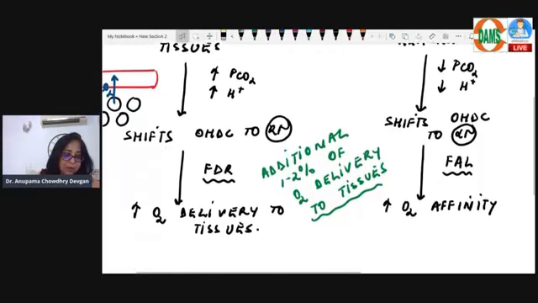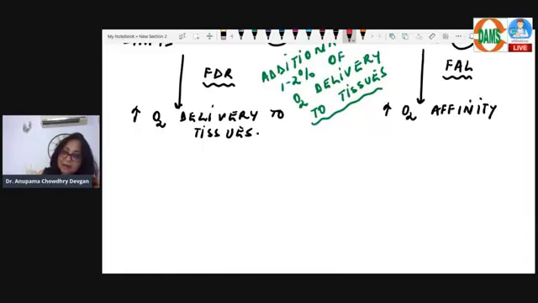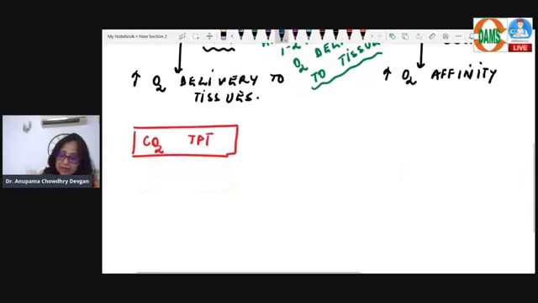Now, the next part here is, what about CO2 transport? Let's see CO2 transport. We've discussed oxygen transport. I told you oxygen is transported in two ways. Number one, as dissolved oxygen, and number two, in combination with hemoglobin. Now, what is CO2 transport? Now, CO2 transport, in fact, occurs in three ways.